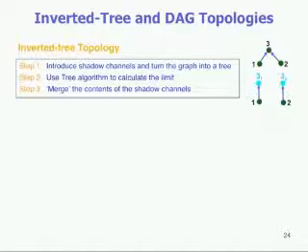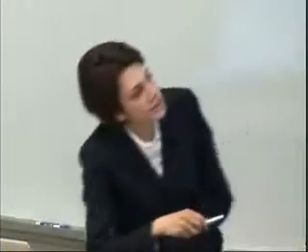The inverted tree topology is a bit more complicated because so far in the star and tree, we were not reading from multiple channels and writing on a single channel. If we have such a topology, we have to break the topology by introducing shadow channels, then use the tree algorithm to compute the limit, and then merge the content of the shadow channels. Here, the content of channel 3 depends on the content of channels 1 and 2.